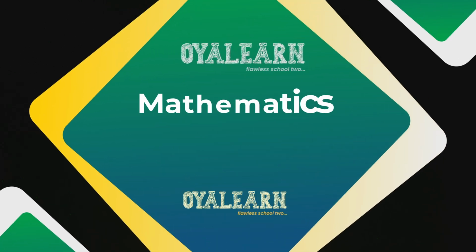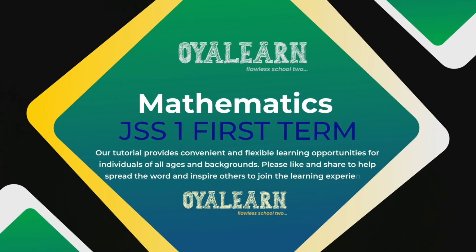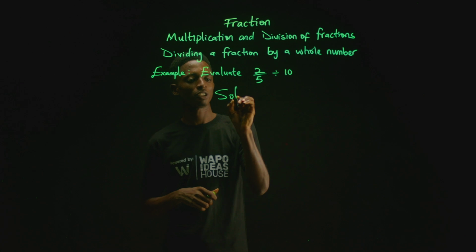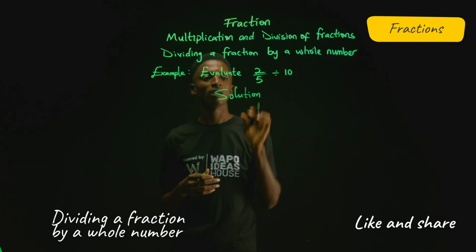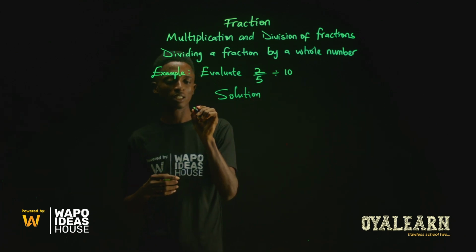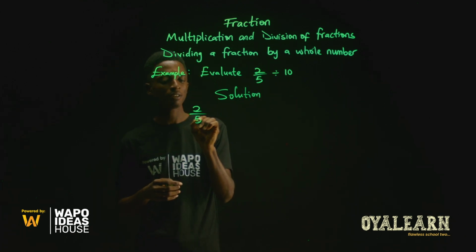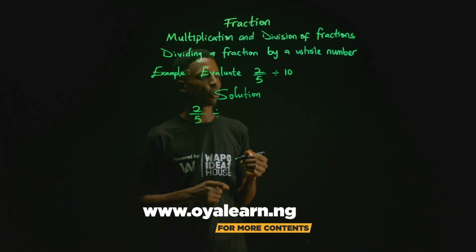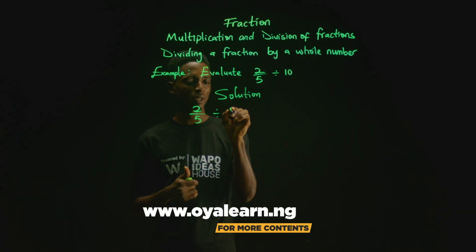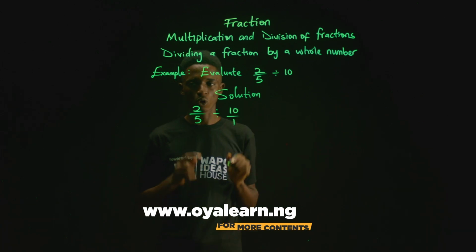Let's evaluate 2 over 5 divided by 10. Solution. Now remember, we keep our first fraction, that is we have 2 over 5 divided by. Now we'll write the whole number as a fraction, so we have it as 10 over 1.